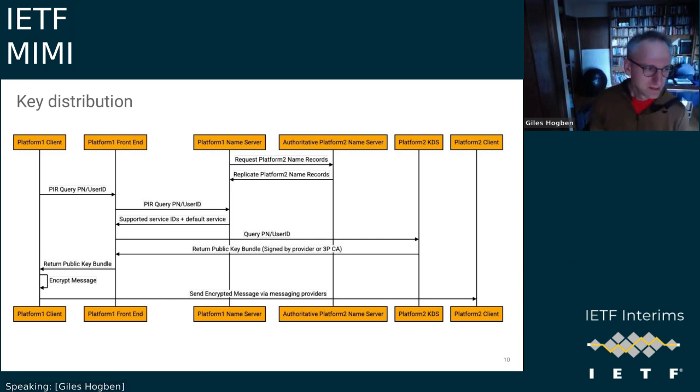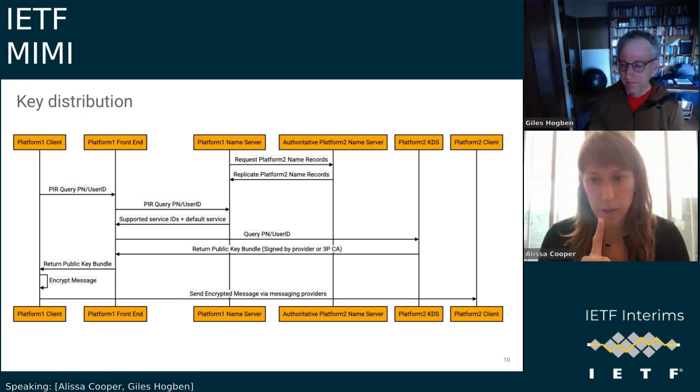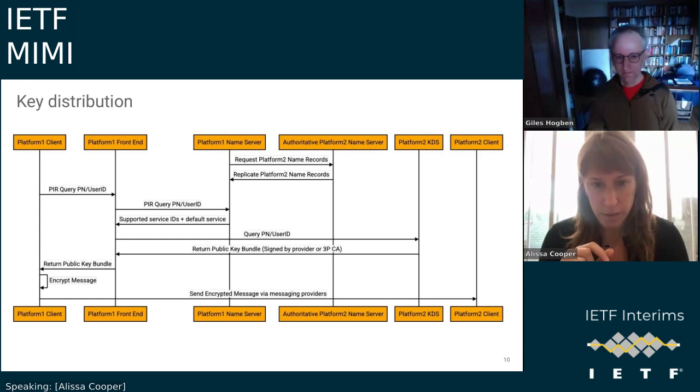Just one more thing on that, for clarification. That means that you don't need the initial query to use PIR if the name records are cached. Was that when you were saying there was an error on the slide? I think so. I have to think it through, but yeah, I think that's right.